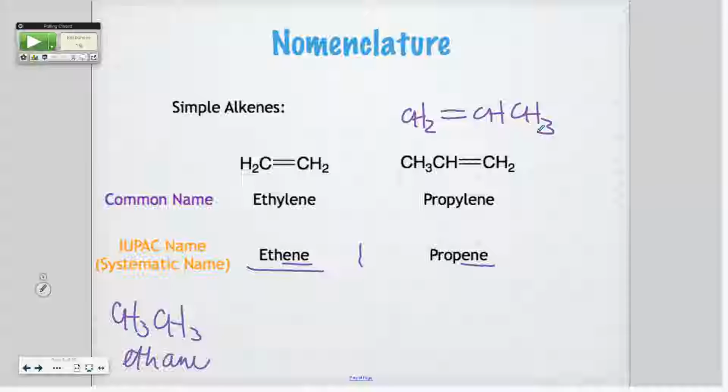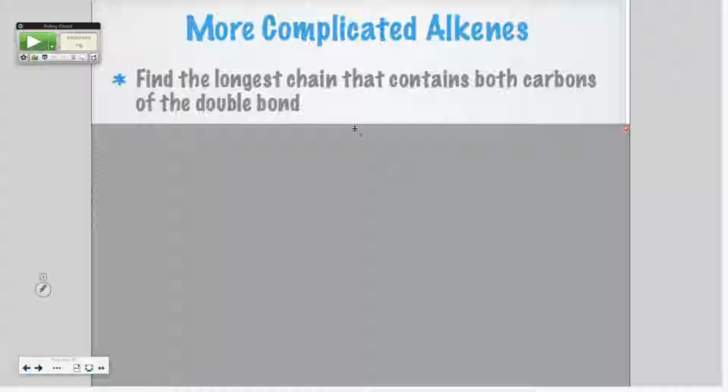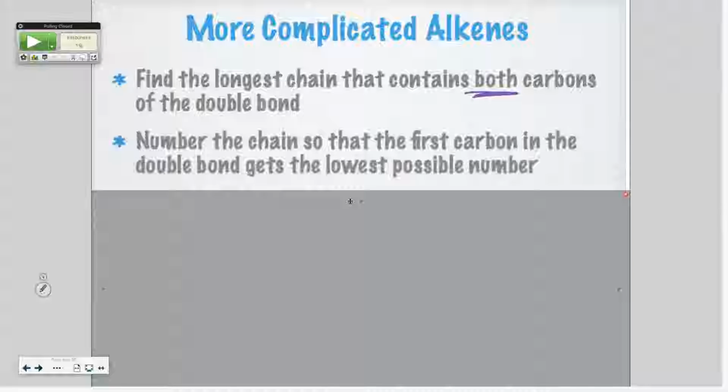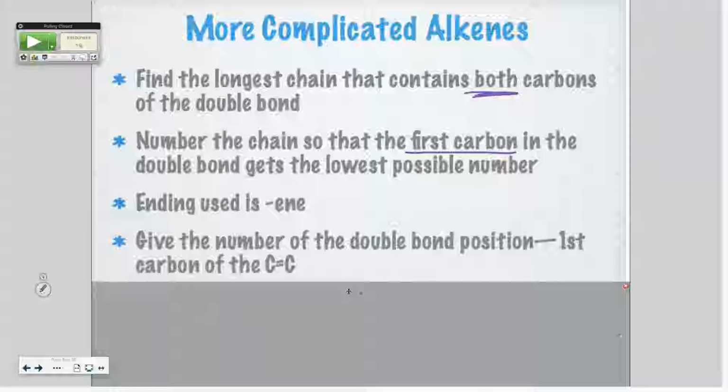Okay, how many carbons next? 4. Now we're going to have choices. When you name more complicated alkenes, you find the longest chain that contains both carbons of the double bond. That is important, the both. You number the chain so that the first carbon in the double bond gets the lowest possible number. The ending is ENE instead of ANE. You give the number of the double bond position, that first carbon of the carbon-carbon double bond.